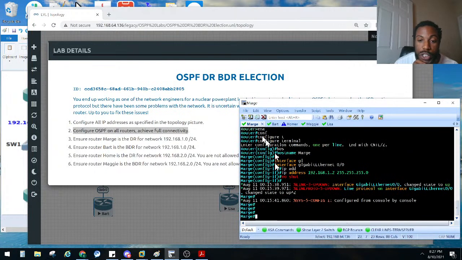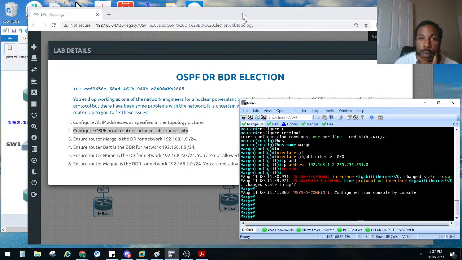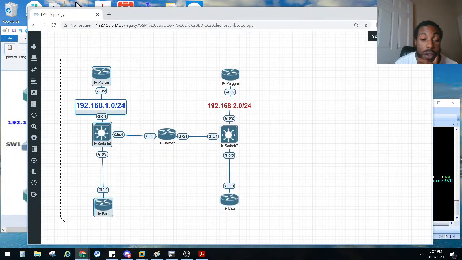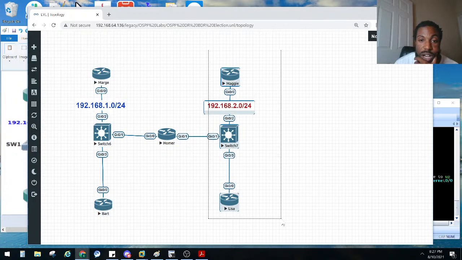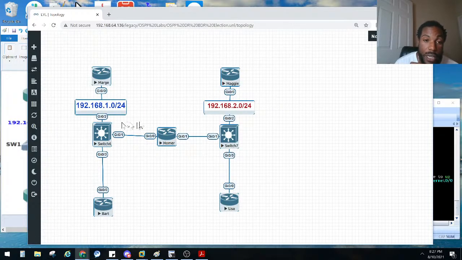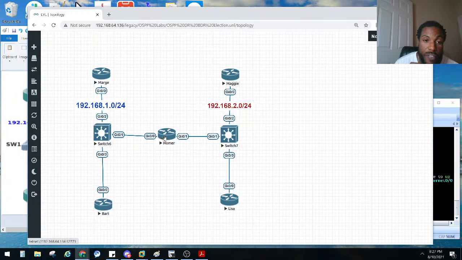So we'll start off with Marge and put everybody in the 1.0 network. All of these routers on this side are the 1.0 network, as you can see in blue, and this side right here is 2.0. But notice Homer sits in between both of them, so essentially it's going to be one area. We're going to have just the backbone area, and we're just going to put this interface to participate in that OSPF network, and this interface to participate in that OSPF network over here, right?